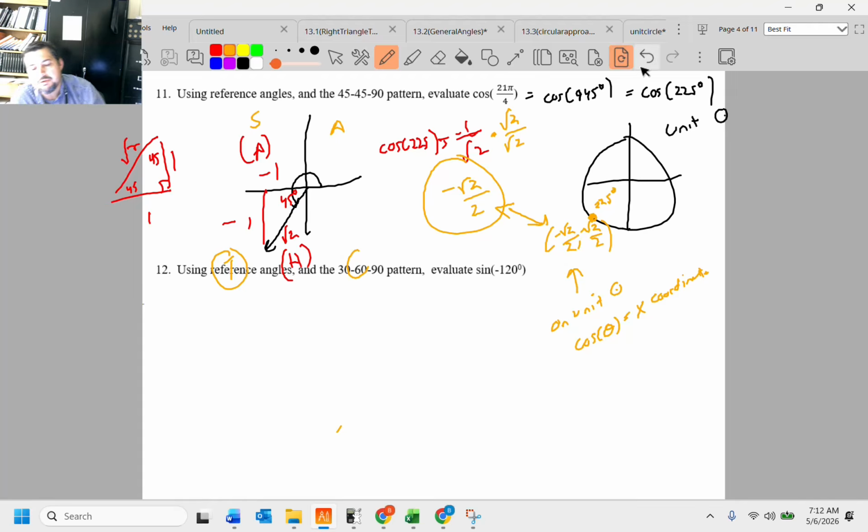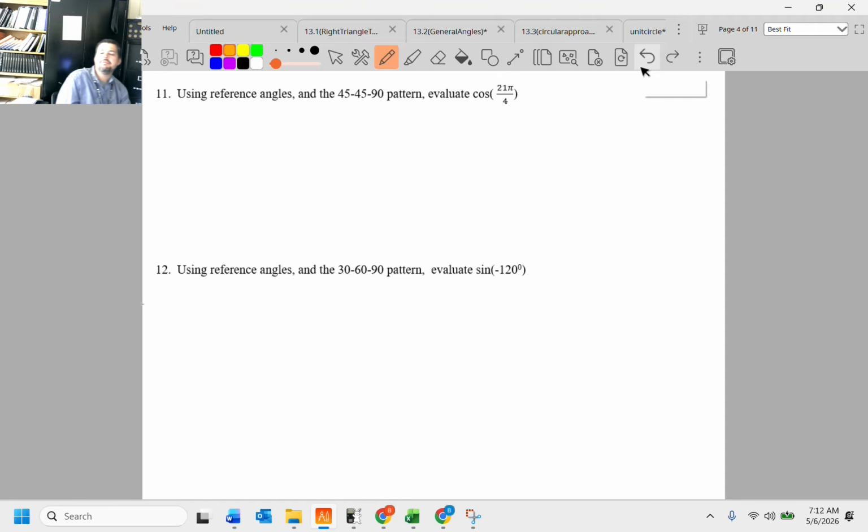Moving forward, number 12 is where I stop this video. Using reference angles and the 30, 60, 90 pattern, evaluate the sine of a negative 120 degree angle.